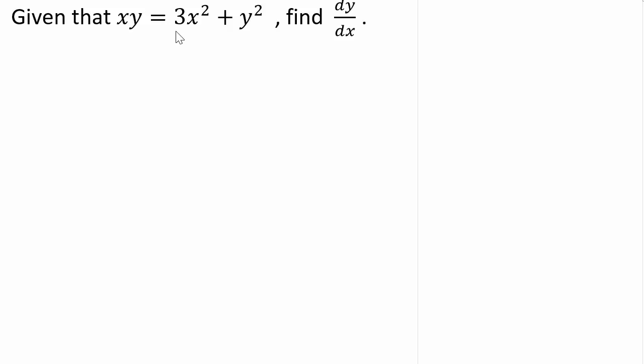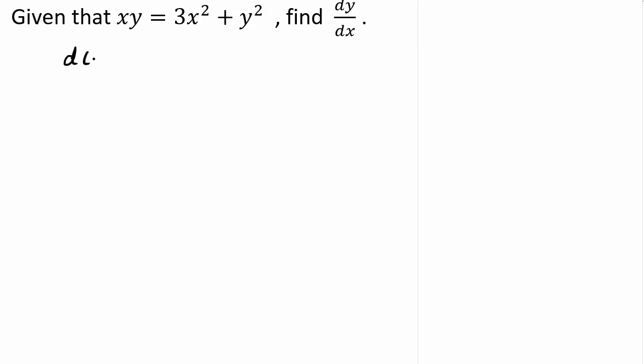So y is not just expressed in terms of x, but we have y terms on the left hand side and also on the right hand side of the equation. So in this case, we will need to make use of implicit differentiation. So let's begin by differentiating both sides of the equation with respect to x.